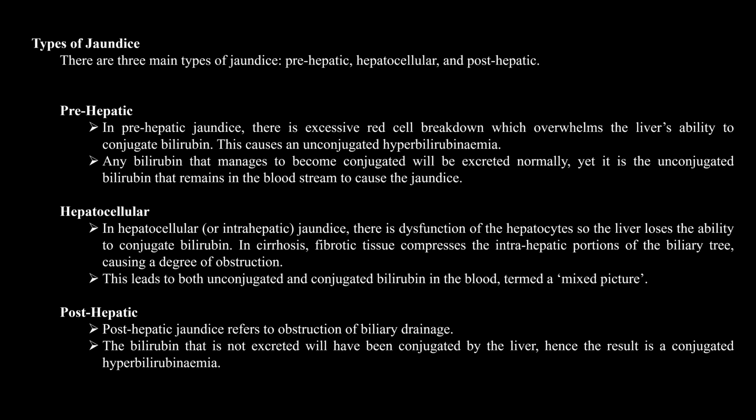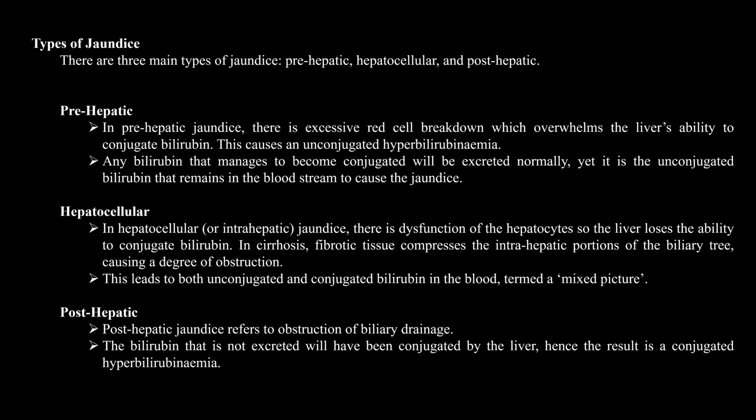The types of jaundice are prehepatic, hepatocellular, and post-hepatic. Prehepatic jaundice is due to breakdown exceeding the liver's ability to conjugate bilirubin, causing unconjugated hyperbilirubinemia. The excess bilirubin may not be conjugated and excreted normally. Unconjugated bilirubin remains in the blood, causing jaundice.